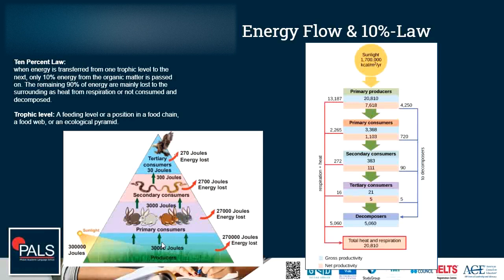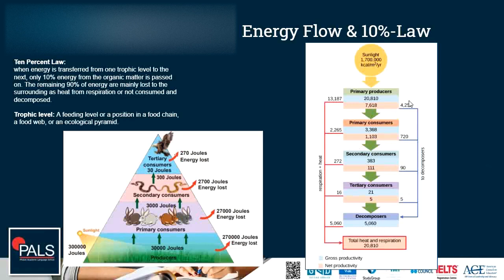So we can see this here in terms of energy. We start with the producers having 30,000 joules available, 27,000 joules are lost to the surrounding in the form of heat energy, which means 3,000 are passed on. I think the numbers are a bit wrong here, so we have to take off a zero every time. And so on. So only 10% of energy are passed on to the next trophic level.